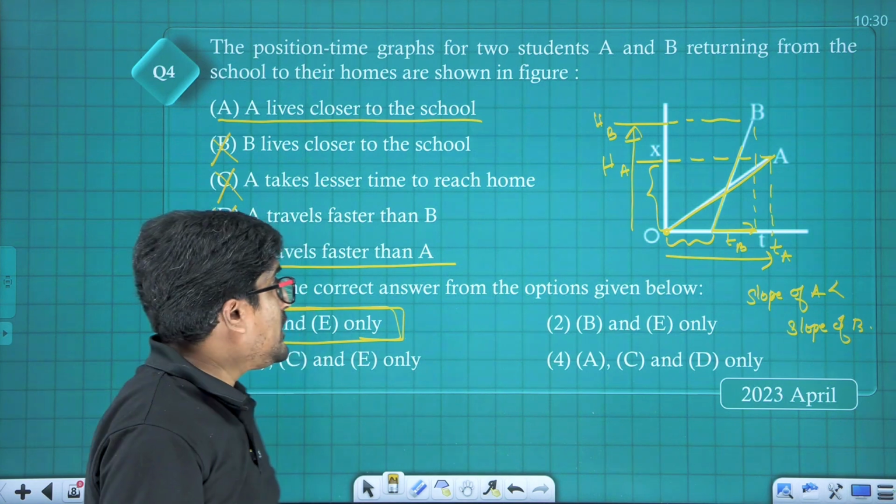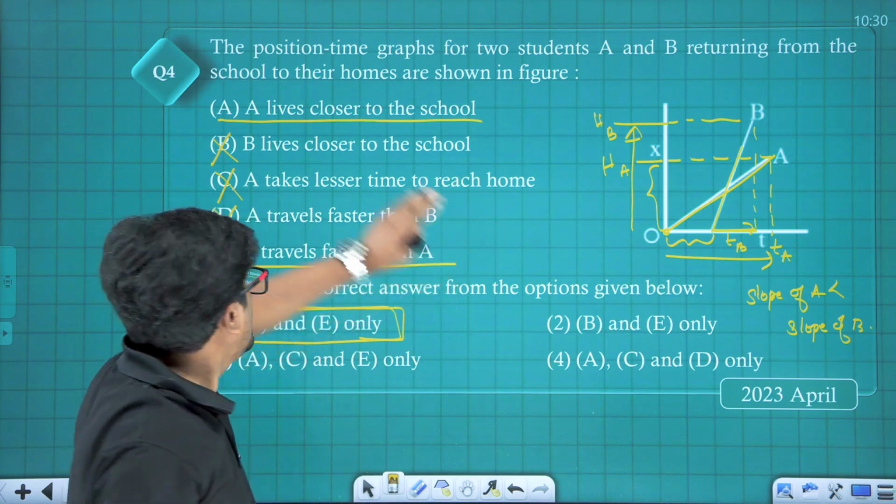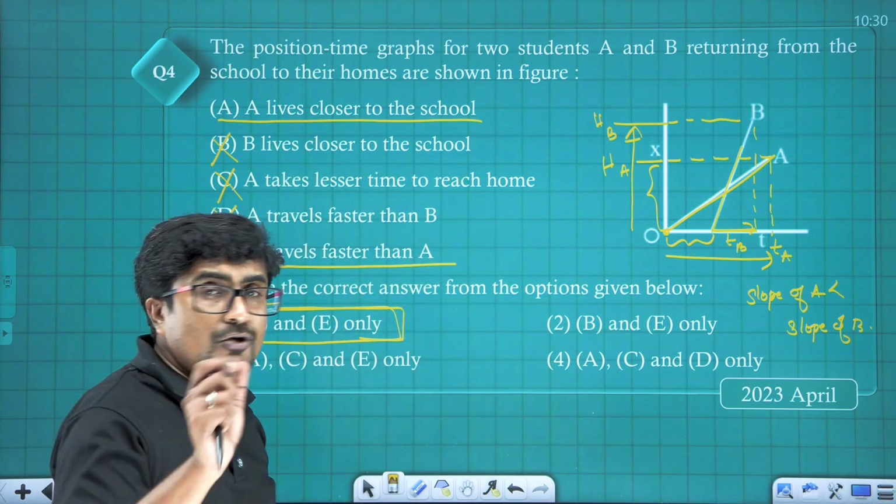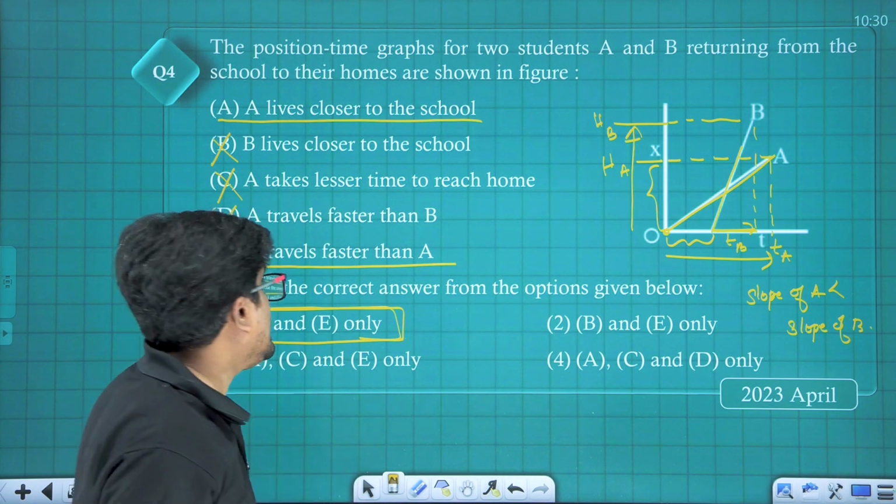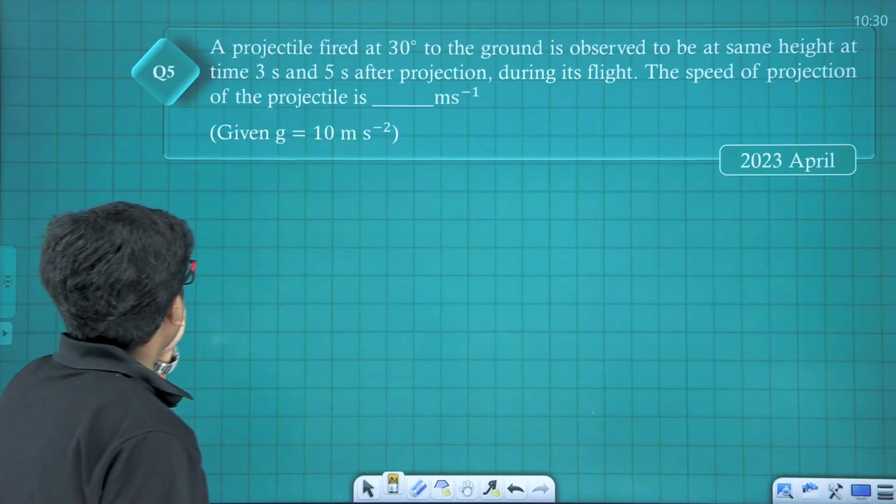Alright, I told you in a perfect way how to cross check the information given, and you need to be very careful with those details. Okay, next is question number 5.